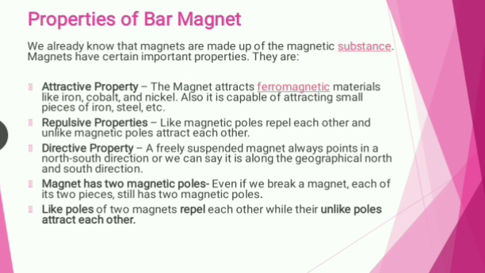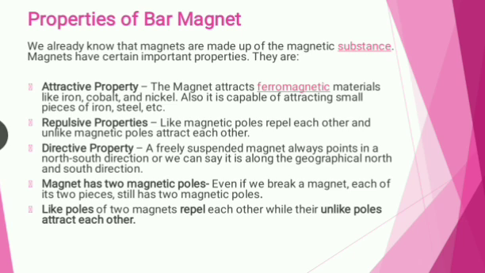Properties of a bar magnet. Magnets are made up of magnetic substance. Magnets have certain important properties like attractive property, repulsive property, directive property, etc. Attractive property: the magnet attracts ferromagnetic materials like iron, cobalt, and nickel. It is also capable of attracting small pieces of iron, steel, etc. Repulsive property: like magnetic poles repel each other and unlike magnetic poles attract each other.